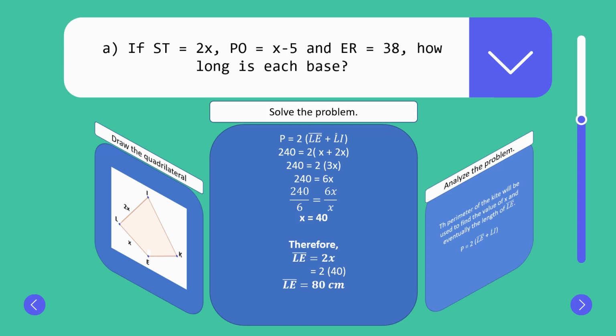Now that we already got the value of x, we can now solve for the value of line segment LE. Earlier, we know that line segment LE is equal to 2x. Since x is equal to 40, we substitute it in the formula. So this becomes 2 times 40, which is equal to 80 centimeters. Therefore, line segment LE is equal to 80 centimeters.